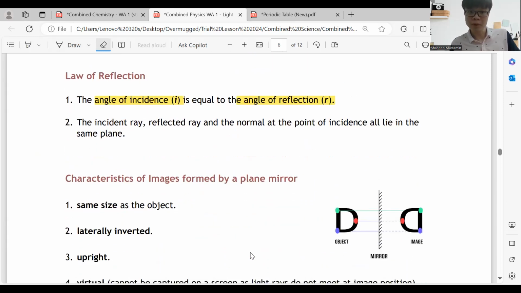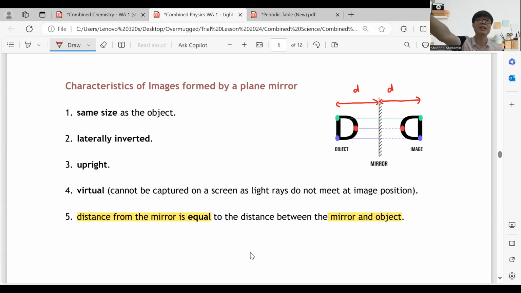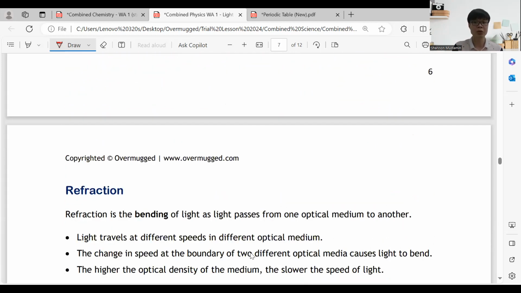And then the second key concept that you all need to know is this: the distance from the mirror of the object is equal to the distance of the image from the mirror. The distance is the same. This is the second key concept that you all need to know. Usually the harder questions are testing this, but today I'll just go through the two most common types, so I teach you how to apply. Let's go to the worksheet behind.